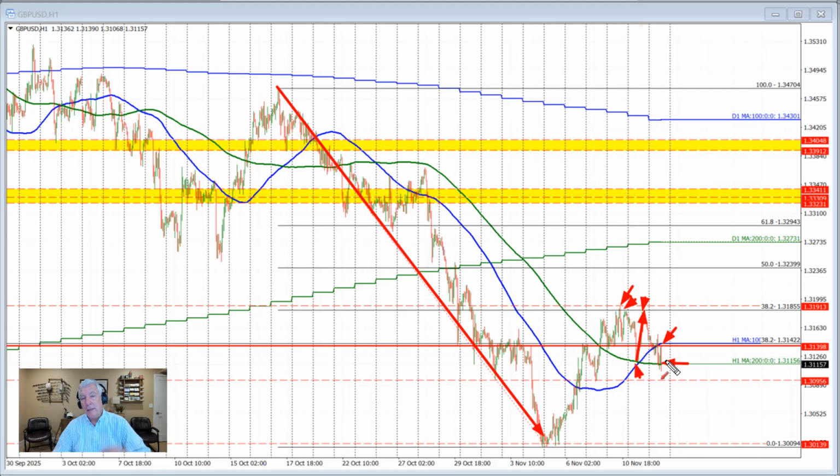So you can give the sellers a little bit of the advantage, but they need to get and stay below the 200-hour moving average, and then we'll look toward this level right here to open the door for further downside momentum for the pound versus US dollar. So 100-hour moving average holding the ceiling, 200-hour moving average needs to be broken to increase the bearish bias. So that's my tactical look at the three major currency pairs to kickstart your day.